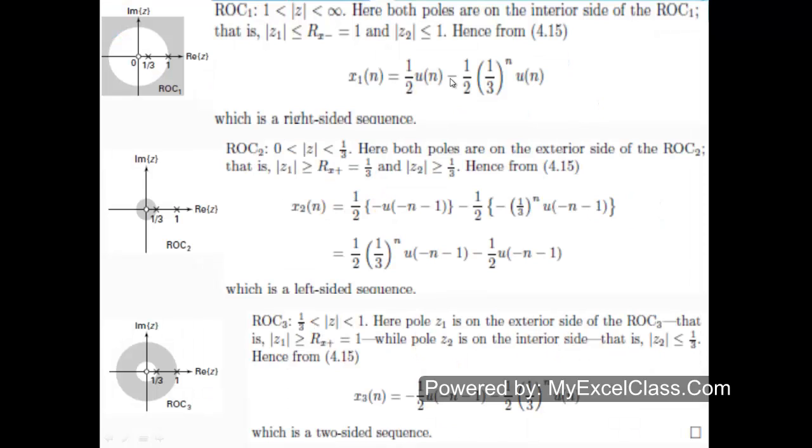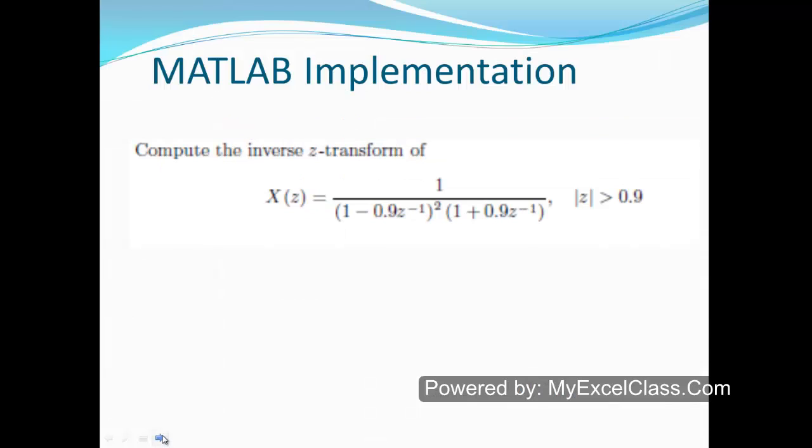So the region of convergence here, the poles are on the interior side of the region of convergence. We have used that equation to plot zeros and poles on a z plane, and it shows what the response of the system is. So this is just a revision of how to draw the response of a system using the Z transform. To implement it in Matlab, let's go ahead and do this example.